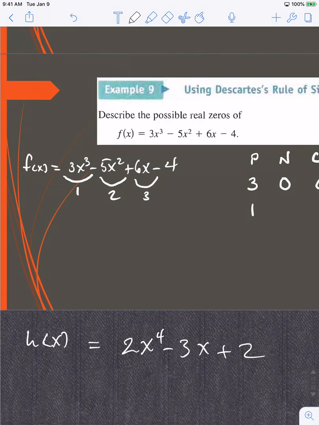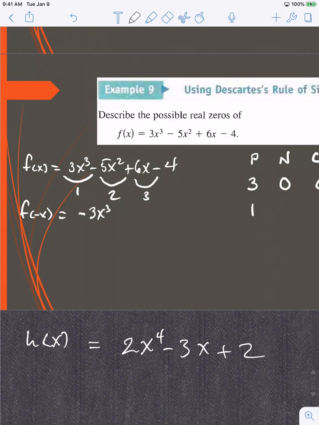So now, in order to determine whether we have negative or complex, we have to use the test for negatives, which is the second test. F of negative x is equal to, and if I say negative x, notice what that's going to do to the sign of the first term. Since that's to the third power, negative x to the third power is negative x to the third. So that first term then becomes negative 3x to the third.